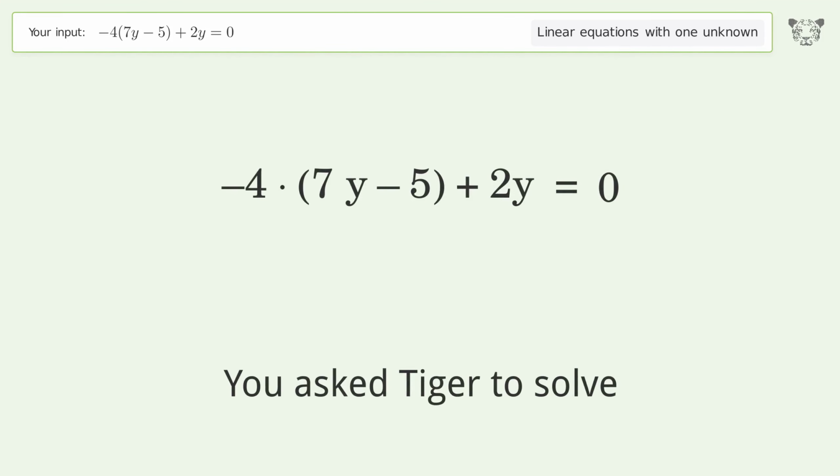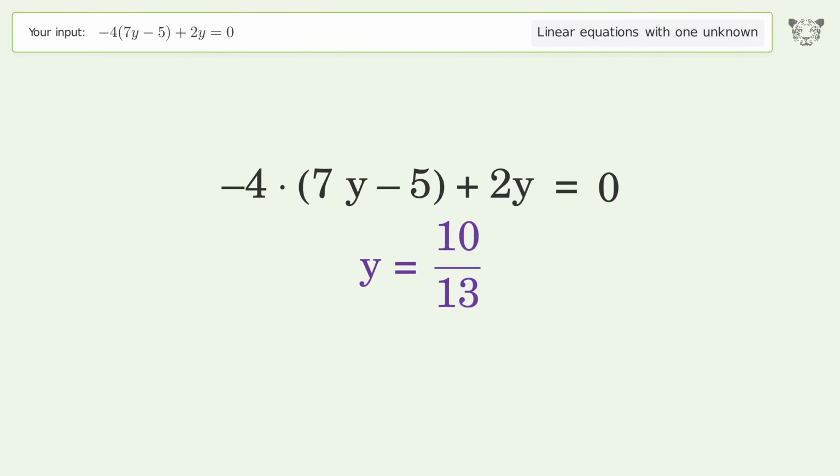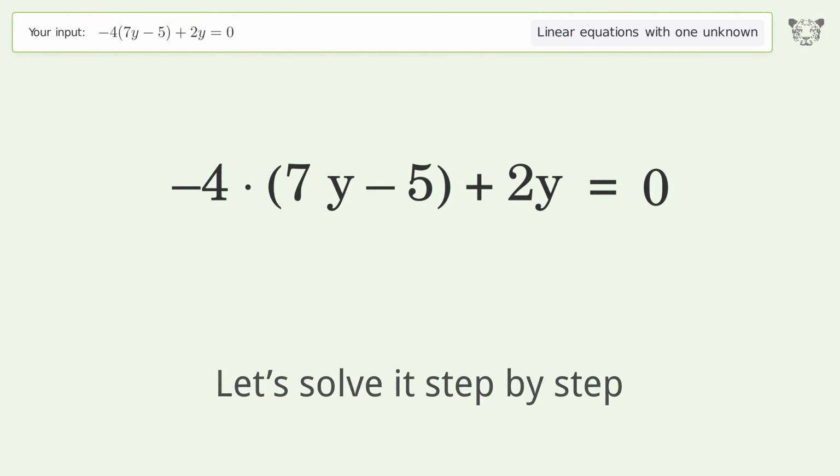You ask Tiger to solve. This deals with linear equations with one unknown. The final result is y equals 10/13. Let's solve it step by step.